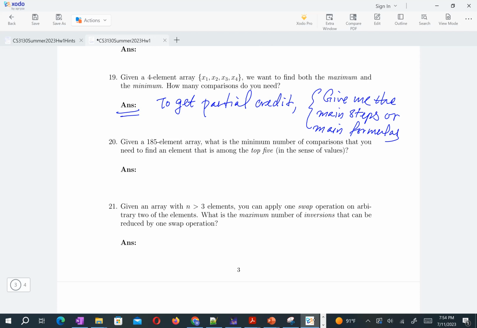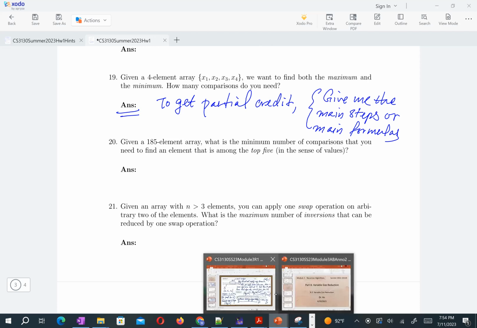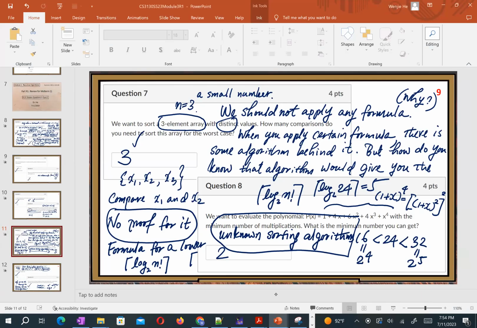But how to reach that goal? You need to do some work. You need to do some comparisons. Here is the type of work I expect you to do. Let me bring up the type of work I expect. Question number 7. Do you remember how I did the comparisons to sort a 3-element array?